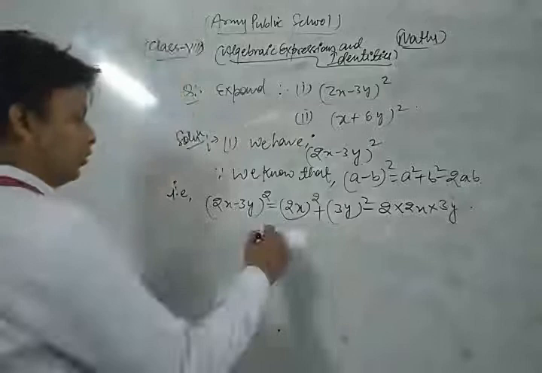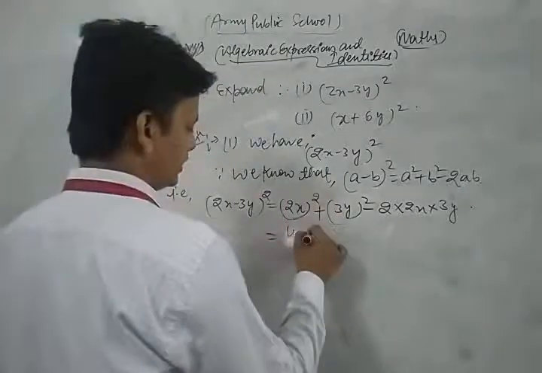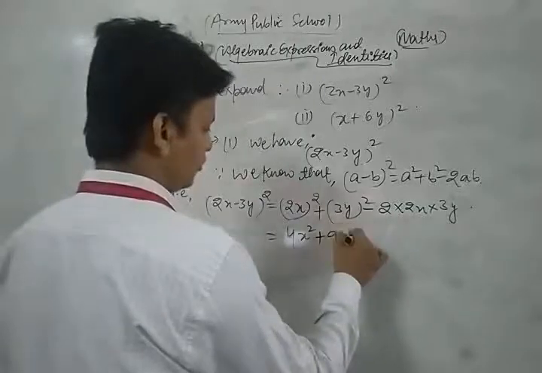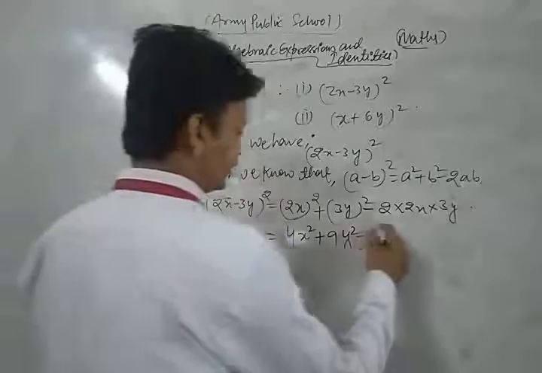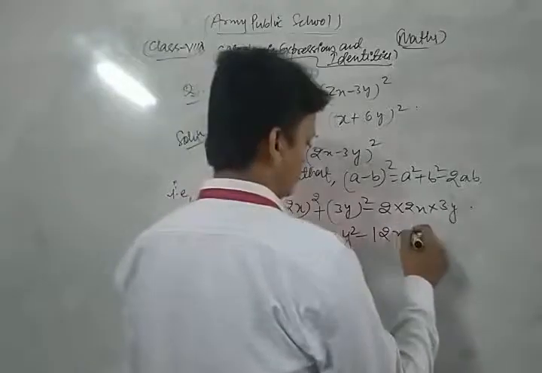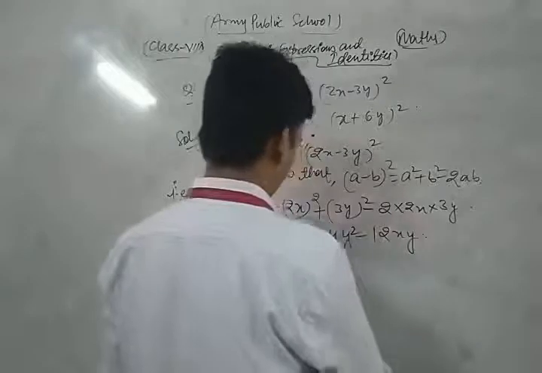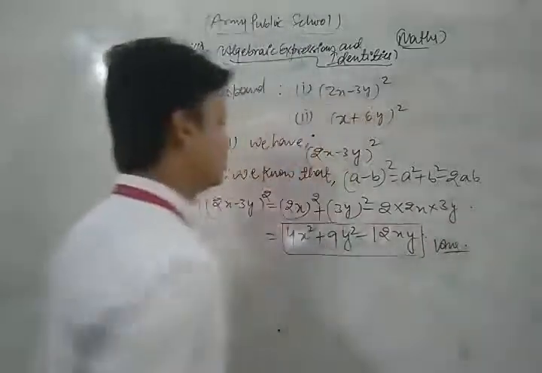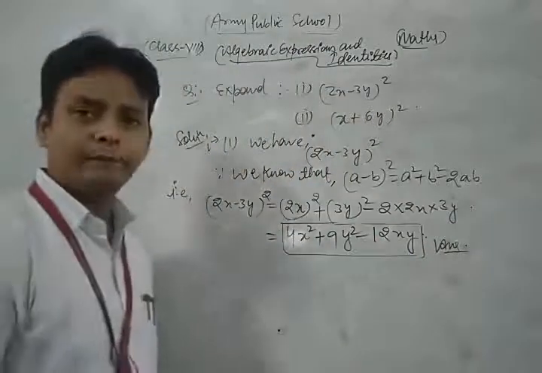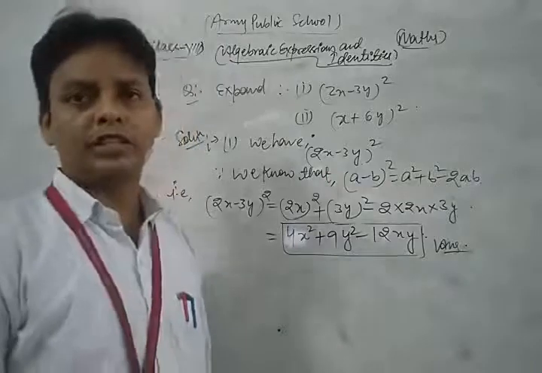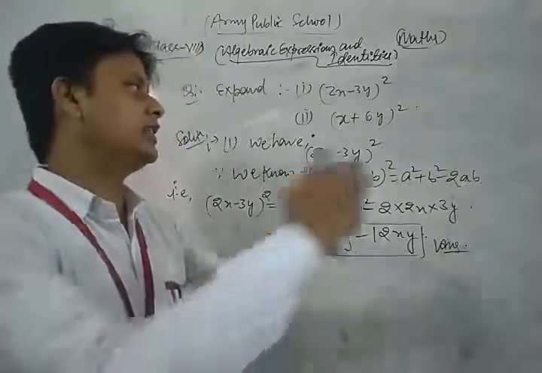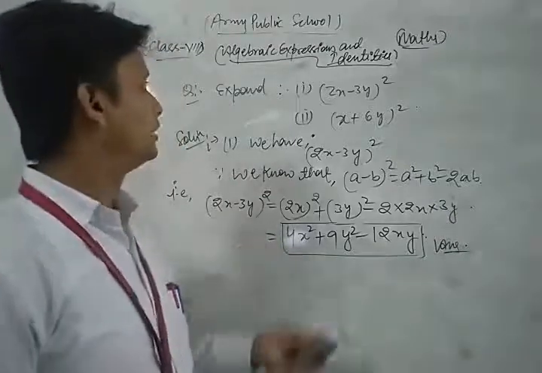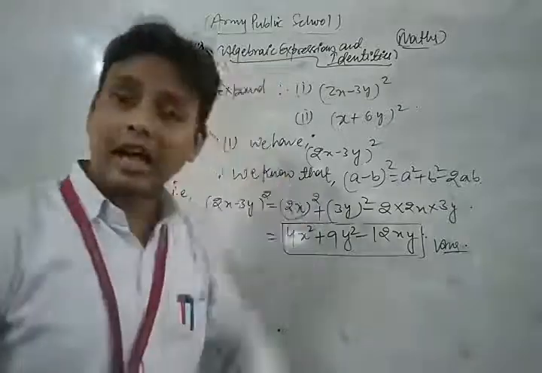Now we simplify. Now look, 2 squared is 4, so 4x square, and x to the power 2 means x square, plus 3 squared is 9, so 9y square. Now minus 2 times 2 times 3 is 12xy. Okay, this is the required solution of the given question. So in this way, dear friends, you can solve each and every question of your NCERT exercise based on the topic algebraic expressions and identities.